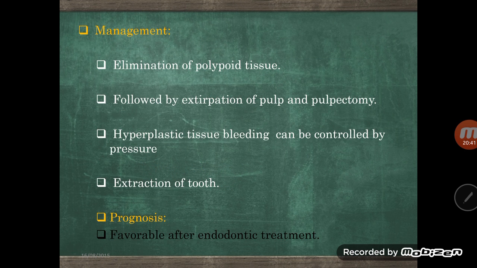The management is elimination of the polypoid tissue, that is, root canal treatment followed by extirpation of the pulp, a pulpectomy. Hyperplastic tissue bleeds and can be controlled by pressure. If the tooth structure is very weak, as the lesions are very deep and open cavities, chances of post-endodontic restoration will be very low. In such situations, based upon the prognosis, you can go for extraction. Prognosis is favorable after endodontic treatment, but we need to see the amount of tooth structure that is left.